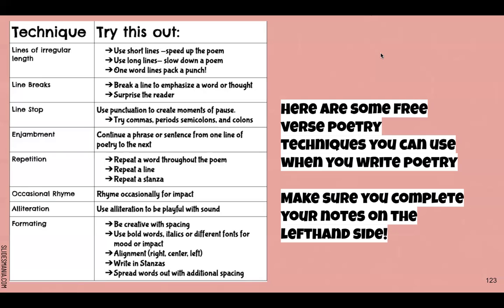One of my favorite techniques is called enjambment, and it's when you continue a phrase or a sentence from one line of poetry to the next. So the line ends, but the thought continues on to the next line. It's a really cool way to keep the poem flowing and a unique way to play around with words. Poets use repetition, so they can repeat a word, a line or a phrase, or a stanza throughout the poem. You can use repetition any way you want.